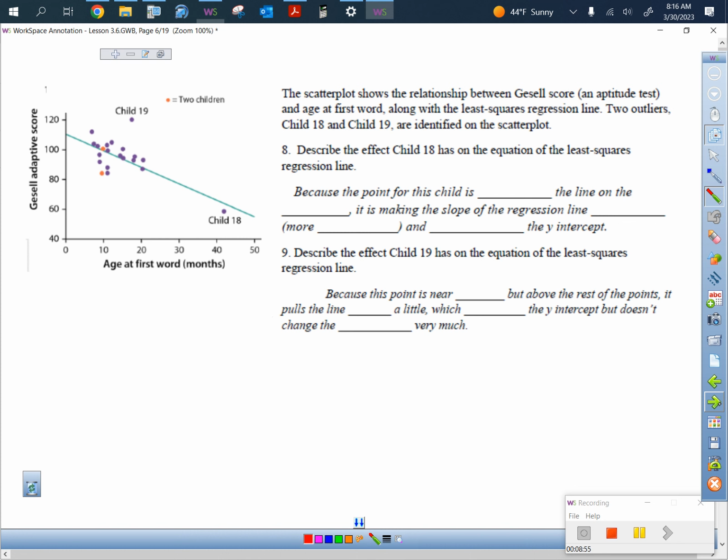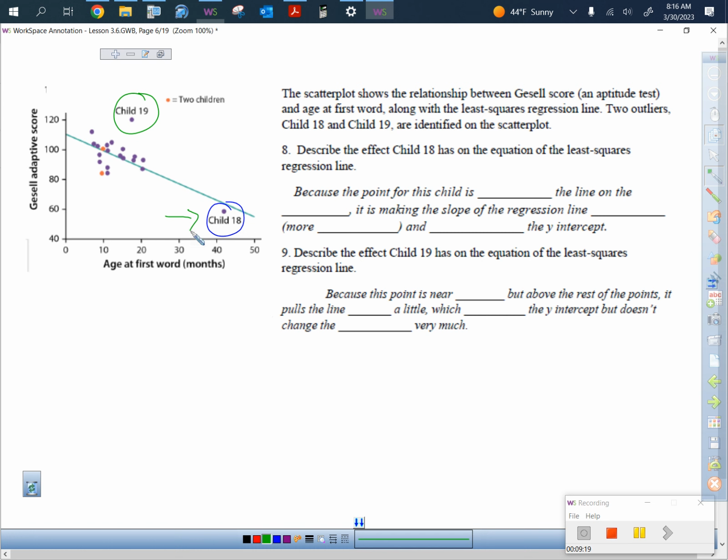Here's another one. It says the scatter plot shows the relationship between the Gesell score and the age of the first word along with the least squares regression line. Two outliers. Boom. We've got a blue outlier, and then we've got a green outlier. There were two outliers in that data. Let's talk about child 18. First, in our own words, where is that outlier in relation to the line that the computer made for them? Above it or below it? Below. And would you also agree it's very far to the right on the graph? It's on the right side.